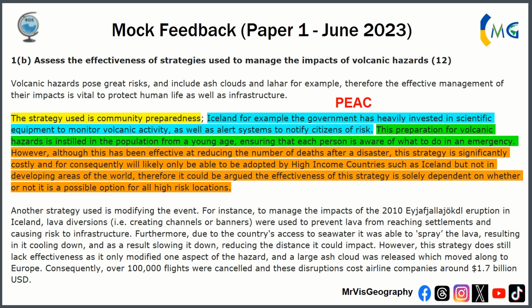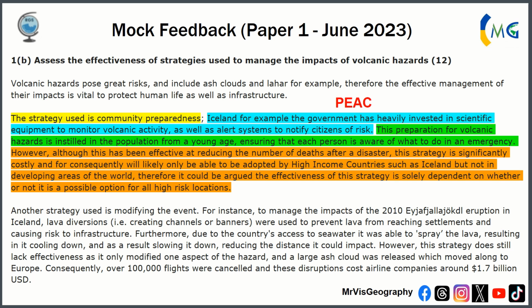Okay, and then in the counterpoint it says, however, although it has been effective at reducing the number of deaths after a disaster, this strategy is significantly costly and, consequently, will likely only be able to be adopted by high-income countries such as Iceland, but not in developing areas of the world. Therefore, it could be argued the effectiveness of this strategy is solely dependent on whether or not it is a possible option for a high-risk location. It's quite a beefy counterpoint, okay? It's assessing whether it's an effective strategy. It's good, okay?